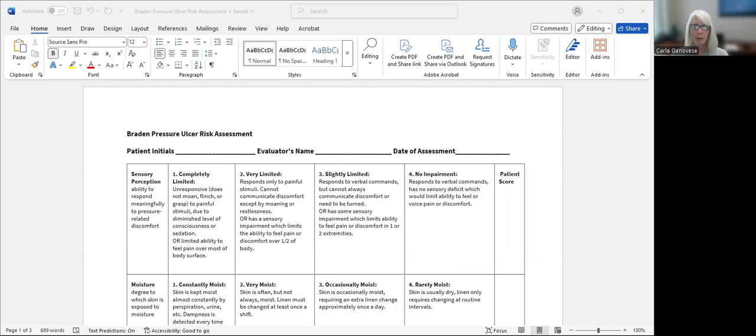Patients in a long-term care facility should be assessed for pressure injury risk on admission, then weekly for 4 weeks, then quarterly. They should also be assessed upon admission from a hospital and with any significant change in their health status.